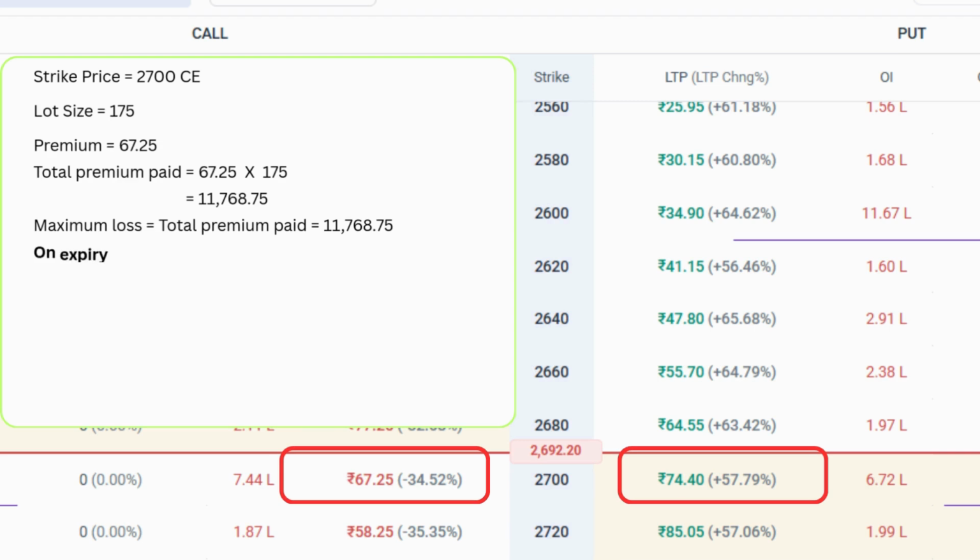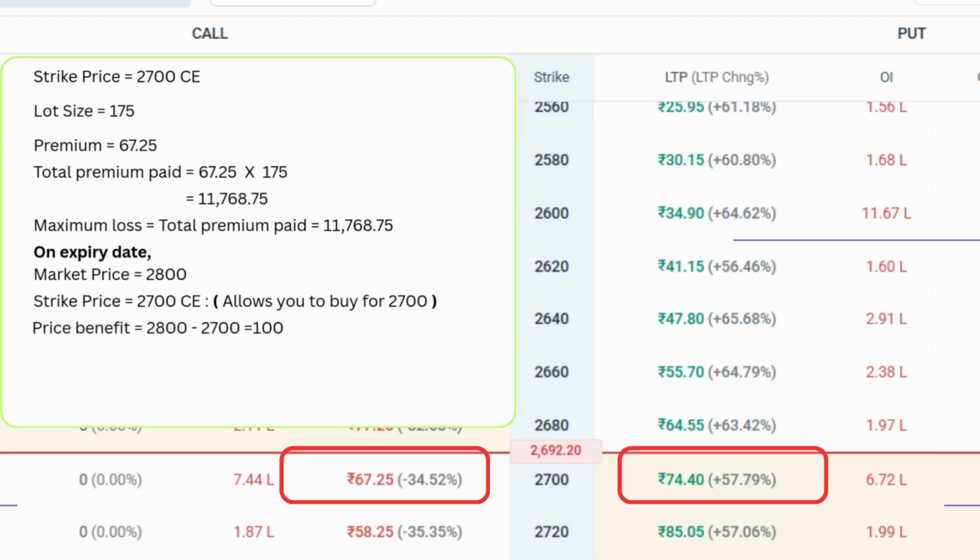Now suppose at expiry TCS closes at 2,800 rupees. Your strike price is 2,700 rupees. So you have a price advantage of 100 rupee per share. With 175 shares in one lot, that price advantage translates into a total value of 17,500 rupees. If you deduct your initial investment of 11,768 rupees and 75 paise from this total value of 17,500 rupees, your net profit works out to 5,731 rupees and 25 paise.